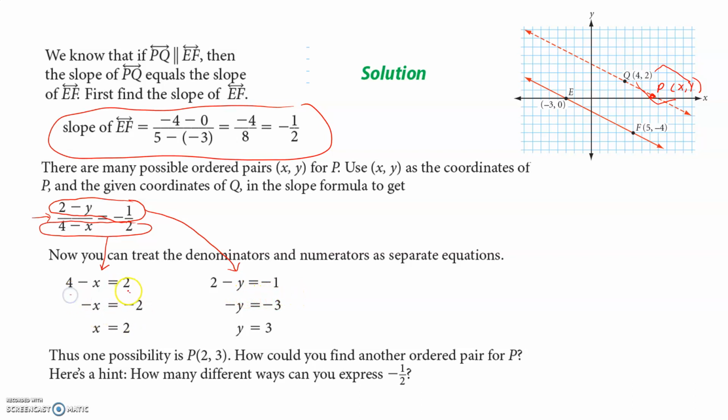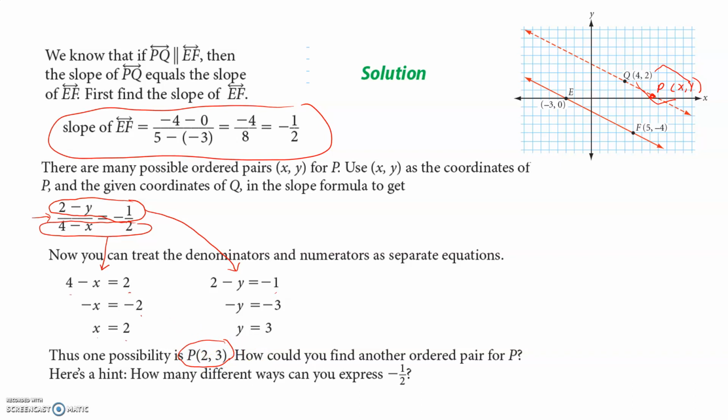So if I subtract 4 from both sides here, I get negative x equals a negative 2, divide by a negative 1, and I get x is equal to 2. And here, subtract 2 from both sides. That gets rid of the 2 on the left and makes the right be a negative 3. To get rid of that negative sign, divide by a negative 1, I get a positive y and a positive 3. So therefore, one possibility is that P is at 2, 3.